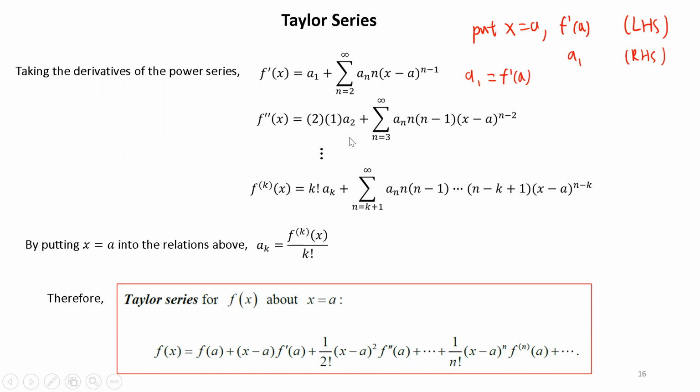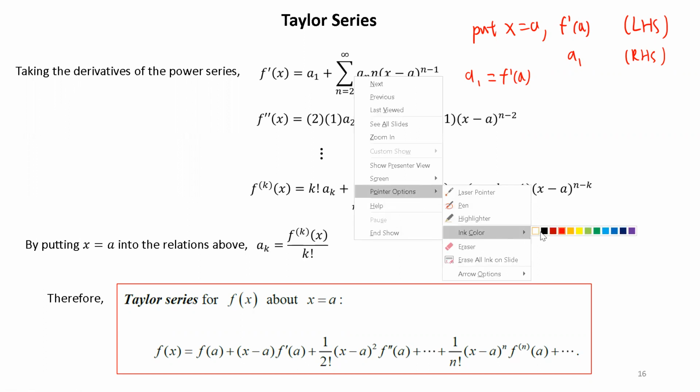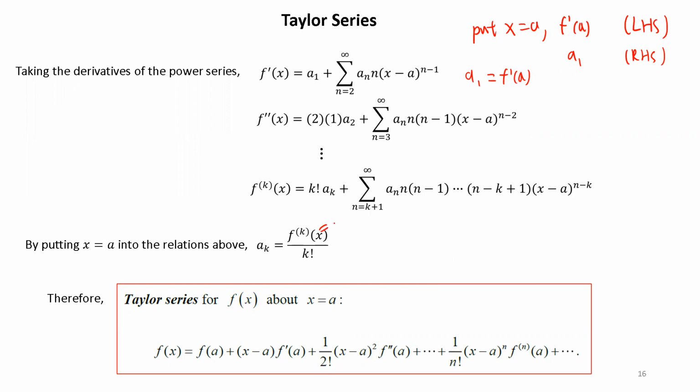Using the same ideas, you keep taking derivatives. Find the kth order derivative of this function. Eventually you'll be able to find that for any integer k, this coefficient ak is equal to the kth derivative of this function, with x set to a, divided by k factorial.